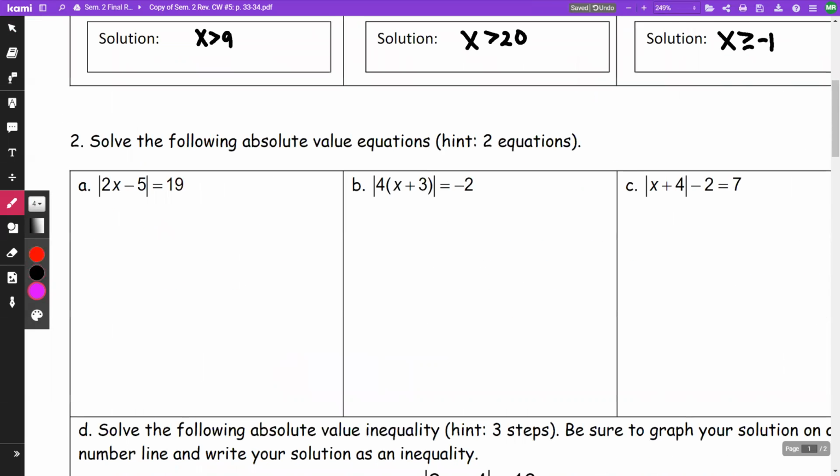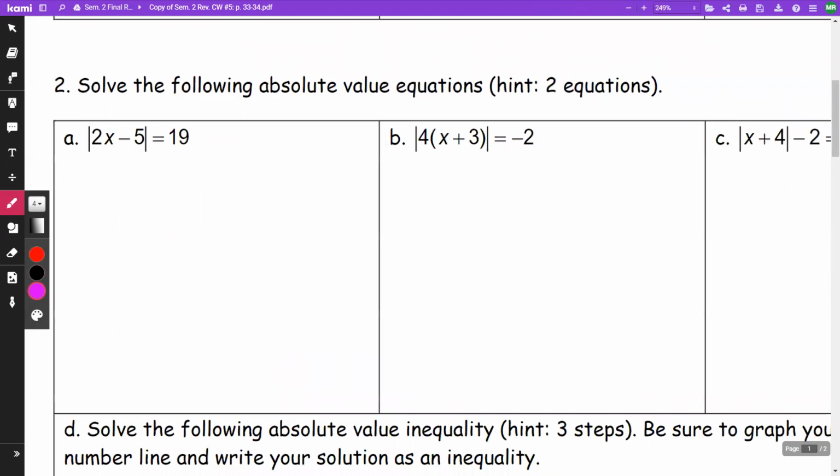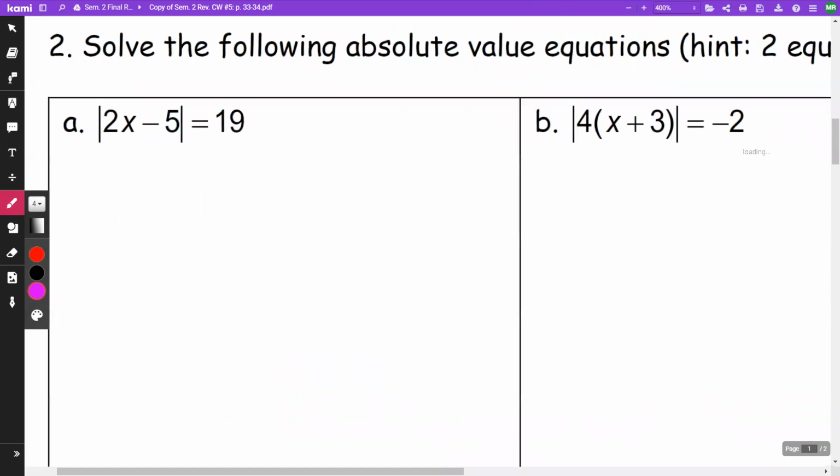Now, in this next section, these are absolute value equations. So when I have absolute value equations, my first step is to get my absolute value isolated, all by itself. When it is by itself, the next thing I'm going to do is look to the other side of the equal sign and see what sign this is. This is a positive 19, so I'm going to write my 2 equations. If it was a negative, my answer would be no solution.